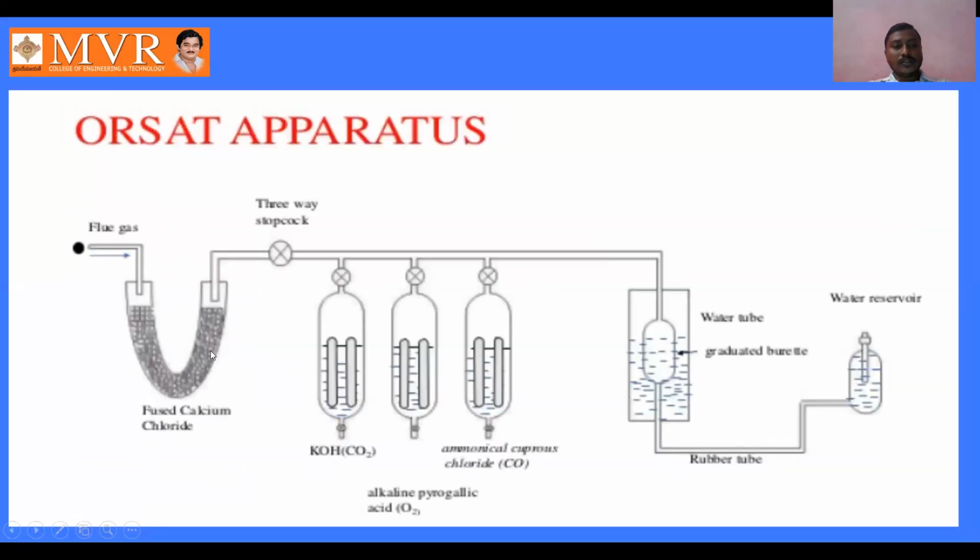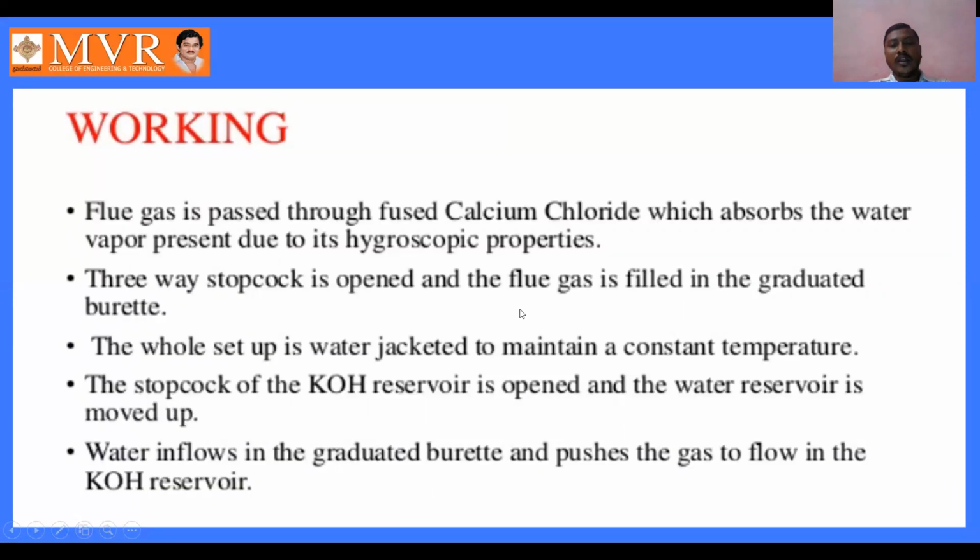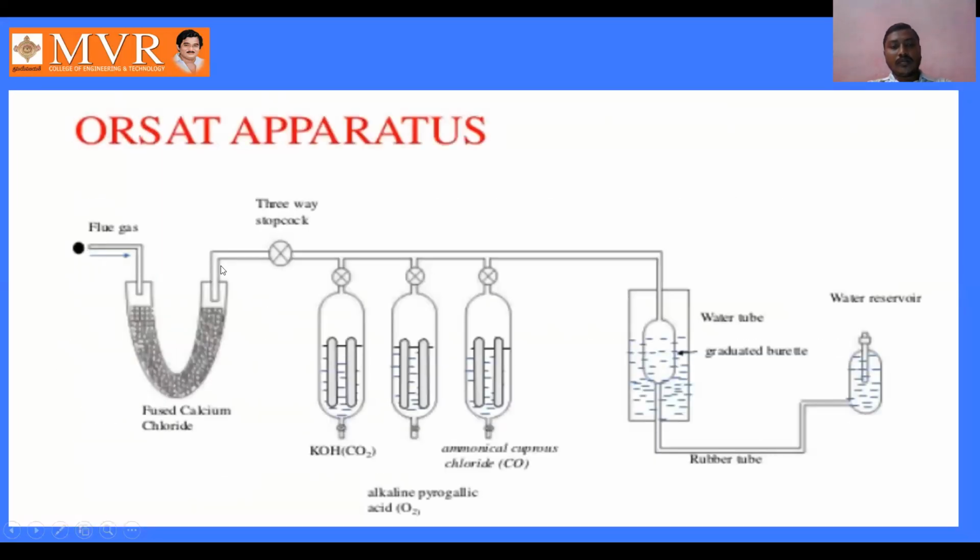When it is passing through this horizontal pipe, the three-way stopcock is open, and the flue gas is filled in the graduated burette. The flue gas entering from the glass tube directly enters the graduated burette. When the flue gas has entered, the three bulbs' stopcocks are going to be closed.